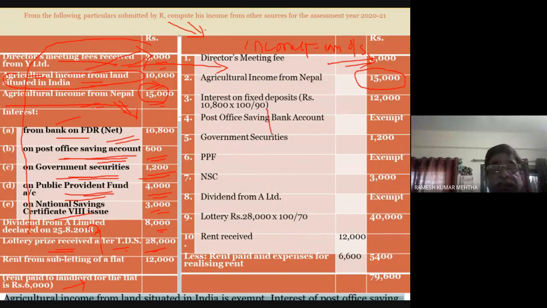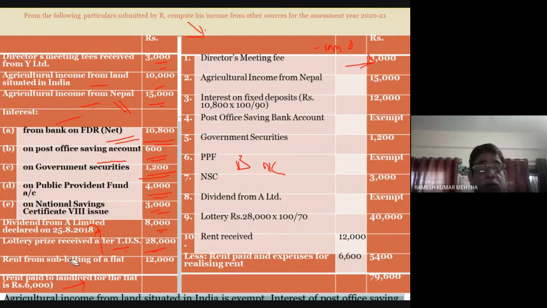Interest income on fixed deposit. So this guy has invested in a bank FD, and he has earned an interest income of 10,800 rupees after deduction of tax at source. Please remember, I'm going to upload a video on the topic tax deduction at source, so you can get a huge amount of information on tax deduction at source from that particular video.